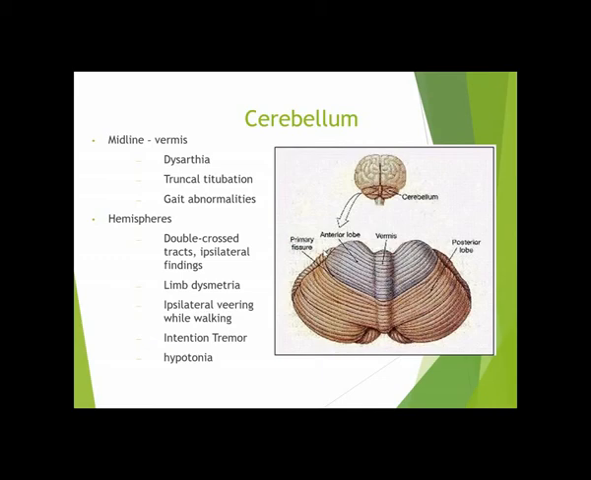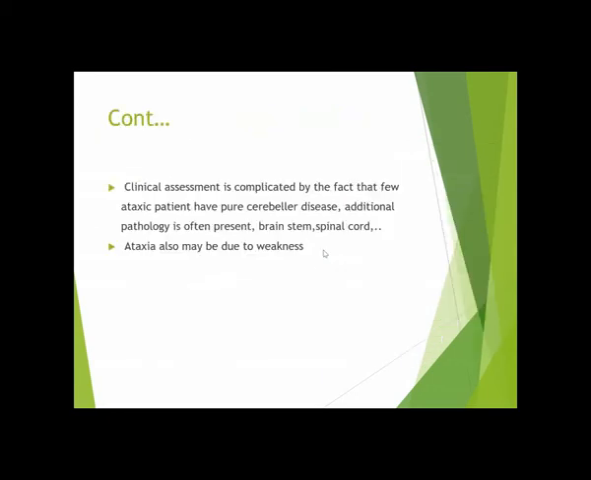So the clinical assessment is complicated by the fact that few ataxic patients have pure cerebellar disease, and they have additional involvement of different other parts of the nervous system like the brainstem and spinal cord. And ataxia also may be caused by weakness, so you have to be very careful when you are commenting on cerebellar ataxia in a patient who has significant motor weakness, because due to motor weakness he will not be able to perform the finger-nose or heel-shin test properly.